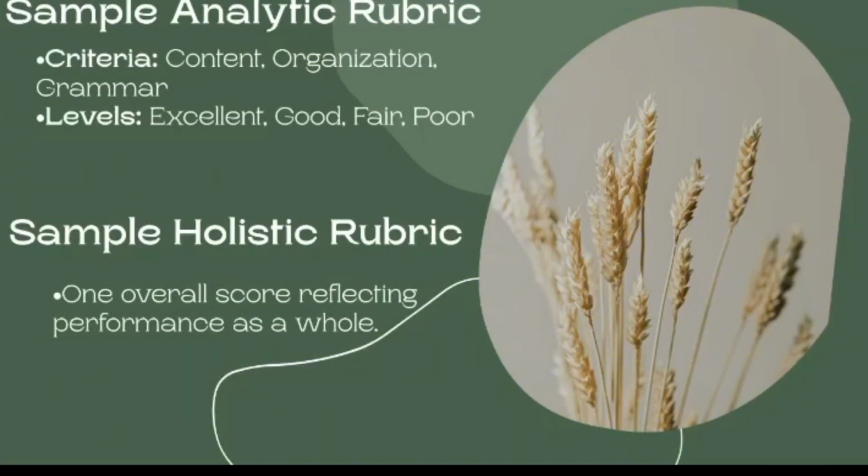This is a sample analytic rubric. Criteria: content, organization, and grammar. Levels: excellent, good, fair, and poor. Excellent is 4 points, good is 3, fair is 2, and poor is 1 point. Sample of a holistic rubric, one overall score reflecting performance as a whole. Example, a score of 4 is excellent overall work and a score of 1 is poor overall performance.